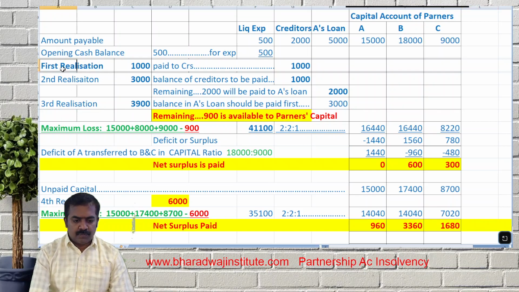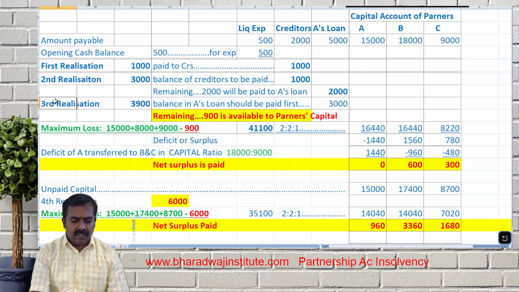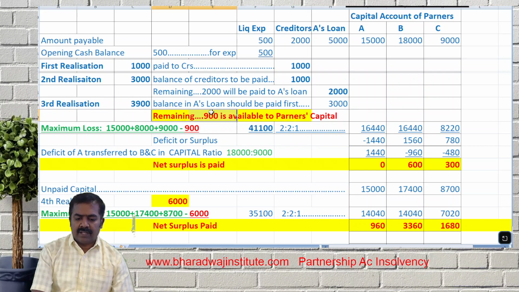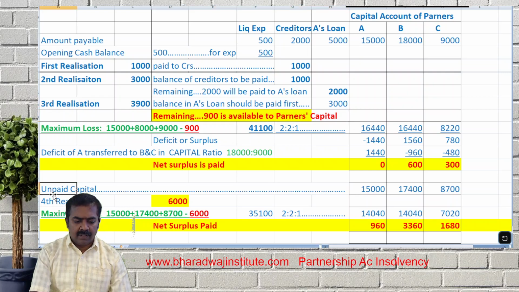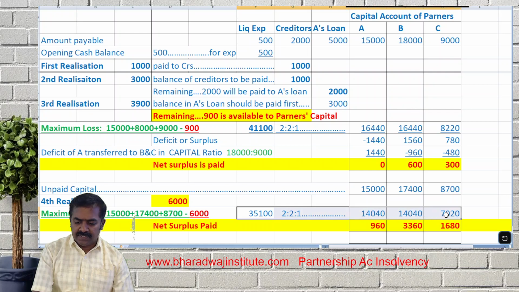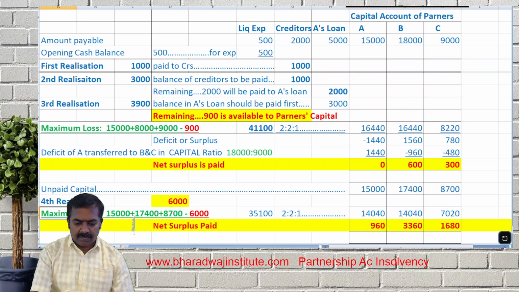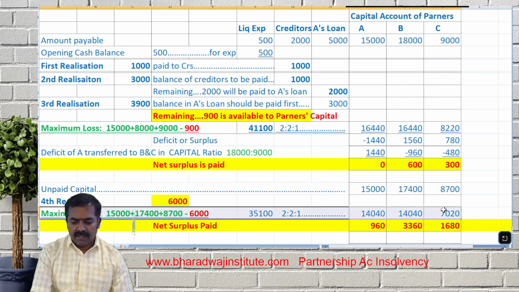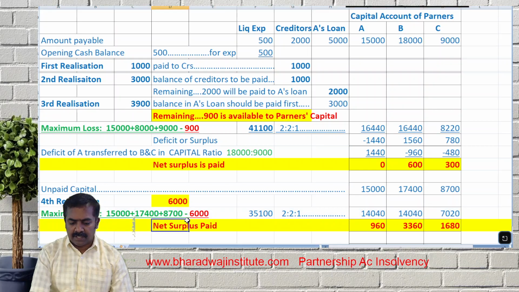First realization used for creditors, second realization for balance of creditors, third for partners' loan, and 900 is available for capital. Fourth realization fully for partners, no deficit, அப்படியே pay பண்ண வேண்டியதுதான். Maximum loss distribute பண்ணா, there is no surplus or deficit, so net surplus is paid.